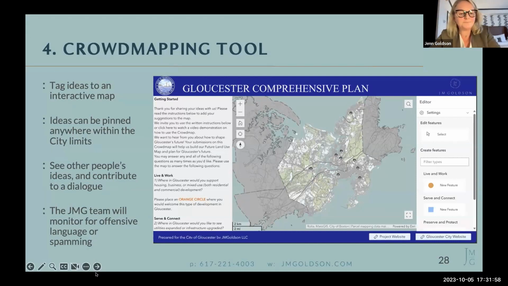And then what we do with that. Oh, and you can also see other people's ideas and comment on them. So that can start to become a dialogue. You can look through the map and see, oh, well, that's interesting. Someone has this idea for connecting this open space to that open space. And I never thought about having a trail in that location. And you can even go in and comment on that person's comment saying, I really like this idea. So it starts to have a little bit of a dialogue in that way. And then we are also going to be monitoring for any offensive language or spamming. We know that unfortunately in the age of doing things online, that does happen from time to time. So we will be on the lookout for that, but we don't anticipate having any issues.